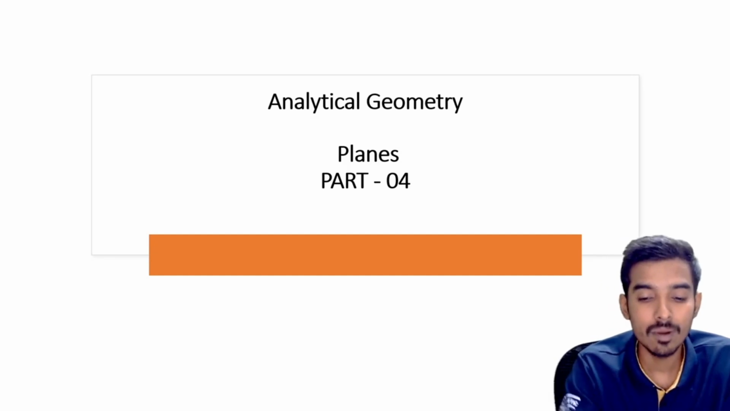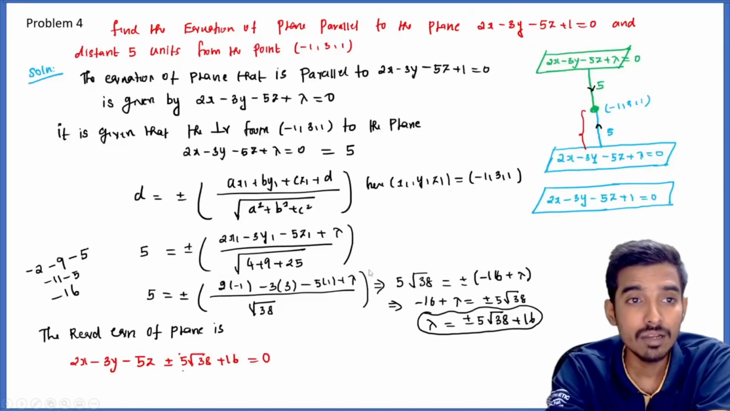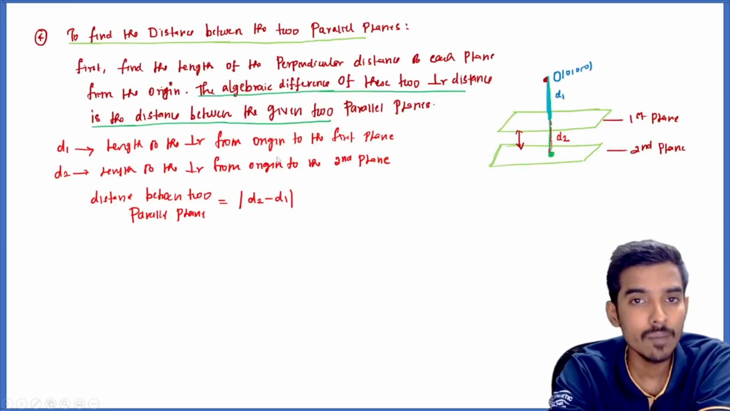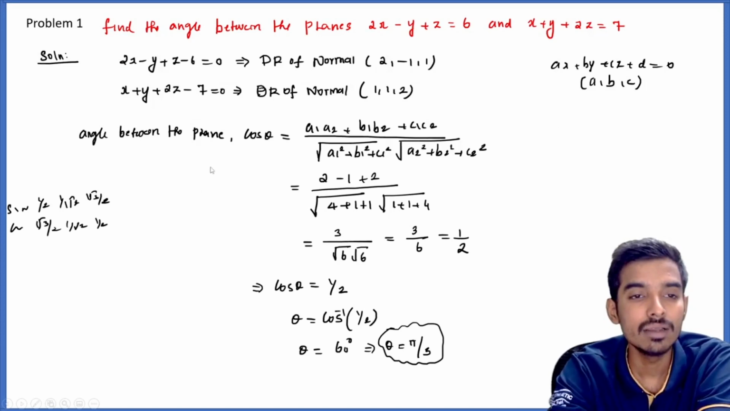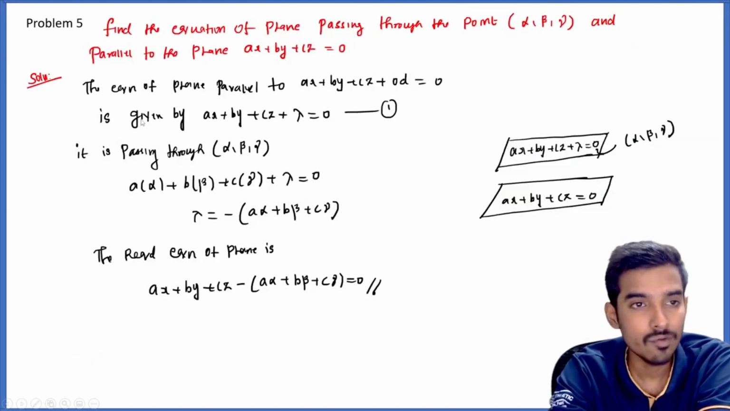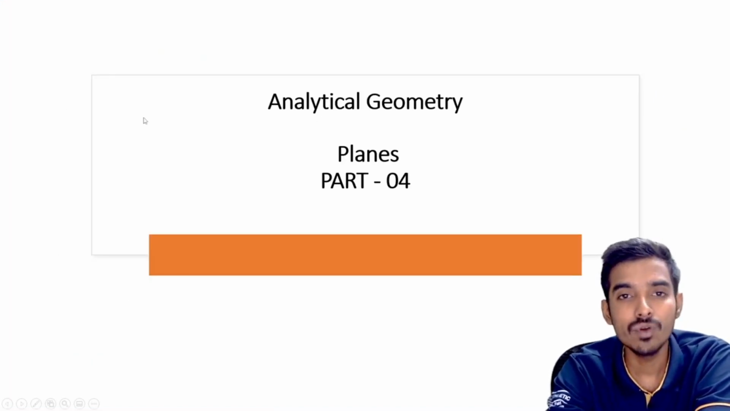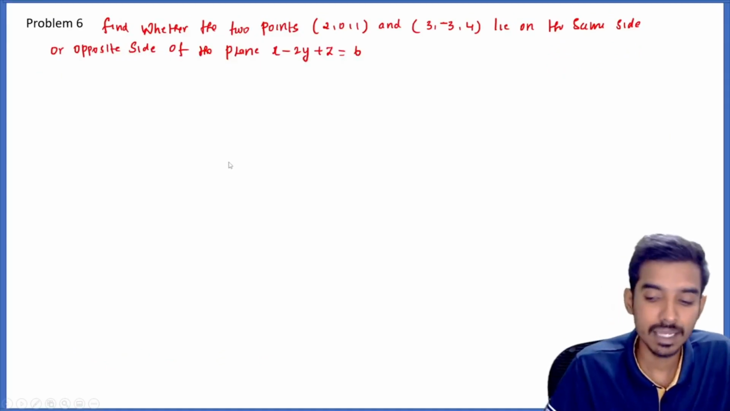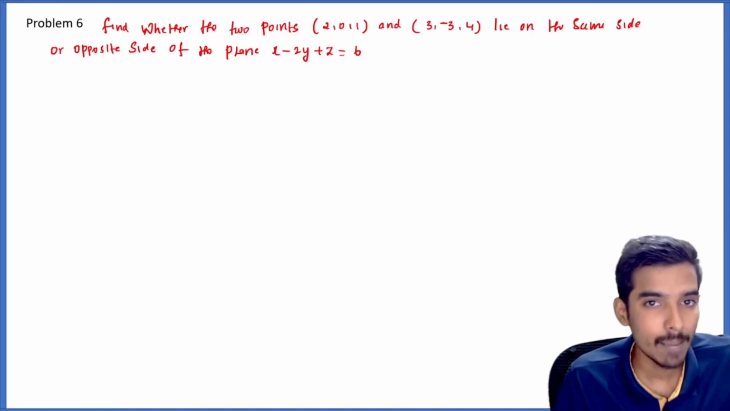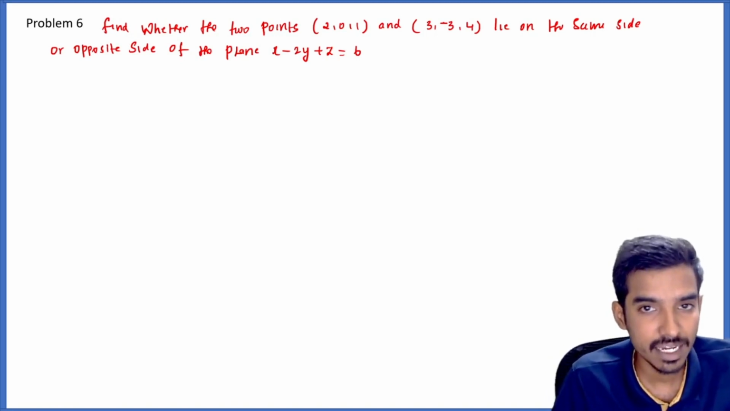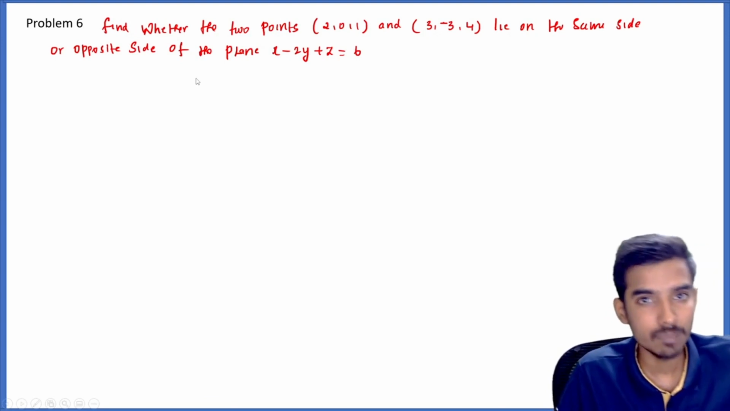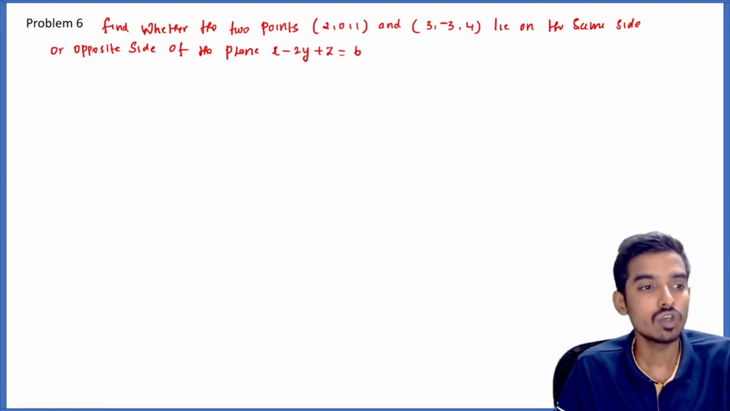In the previous class, we solved the first 5 problems based on the angle between the planes, and we have seen 4 important notes. Overall, we're going to do 11 problems in this subtopic. So in this class, we will be finishing the remaining problems, that is problems 6, 7, 8, 9, 10, 11. Another 6 more problems.